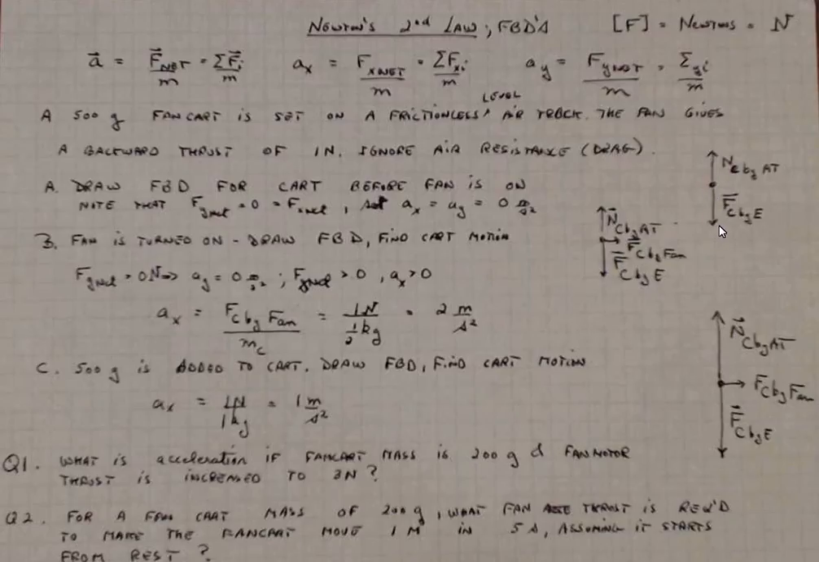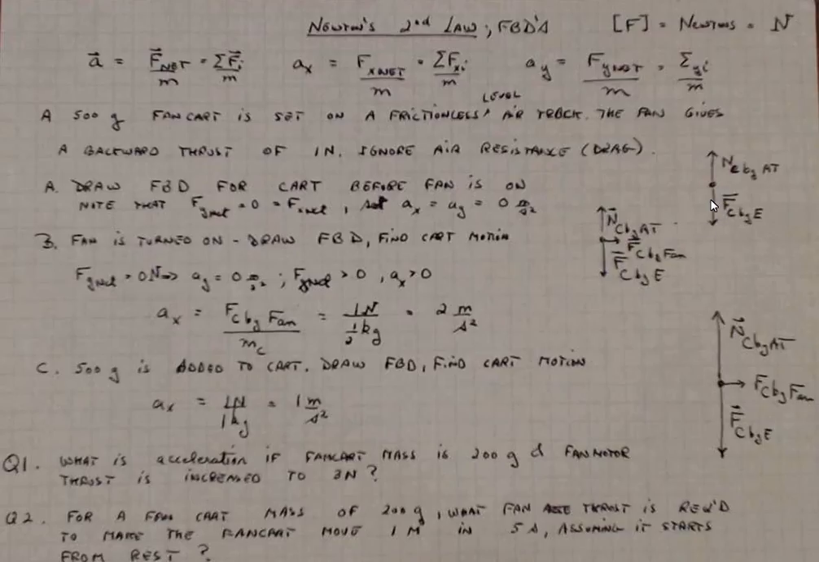There's the force on the cart by the earth downwards, and then there's a normal force upwards. I'm using a big N here, and I'm going to quickly switch to a small n to be consistent with what the book says. This would be the normal force on the cart by the air track. Note on this free body diagram that the net force in the y direction is 0. The upward force and the downward force cancel each other.